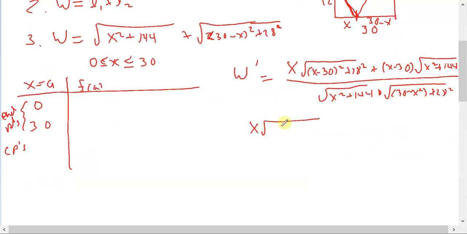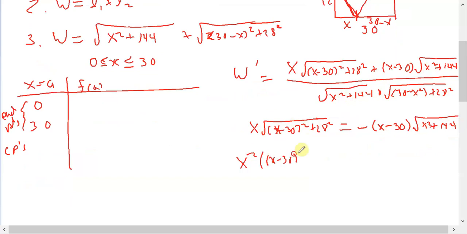So it's going to come from where the numerator is 0, which is going to give me x times the square root of (x minus 30) squared plus 28 squared, equal, when I set it equal to 0, to minus (x minus 30) times the square root of x squared plus 144. And to solve for x, I'm going to square both sides. That's going to give me x squared times ((x minus 30) squared plus 28 squared). It gets rid of the square root on that factor. And the same way over here, it's going to give me (x minus 30) squared and gets rid of the square root on this factor.